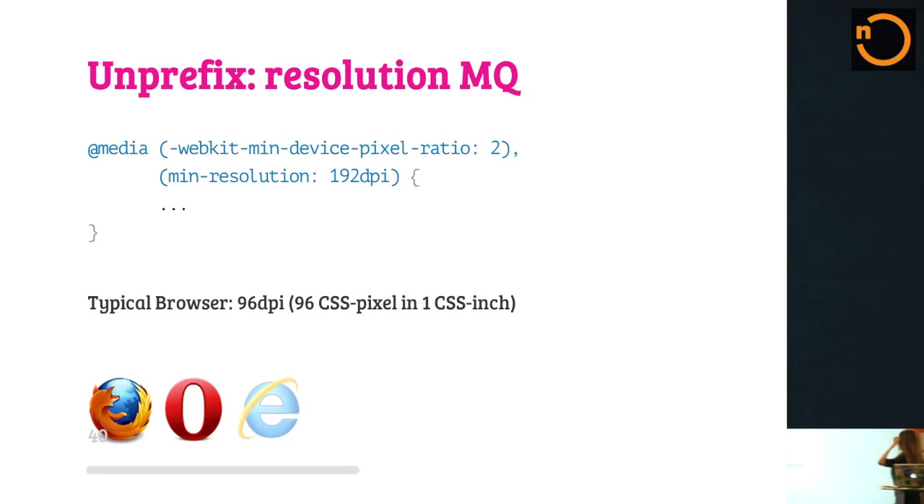Oh, and you might wonder why it's 192. Because browsers are 96 DPI. That means 96 CSS pixels in 1 CSS inch. Weird, but with CSS everything, the units are all CSS. So that's why, when you talk about 2, you just multiply by 2, so it's 192, right?